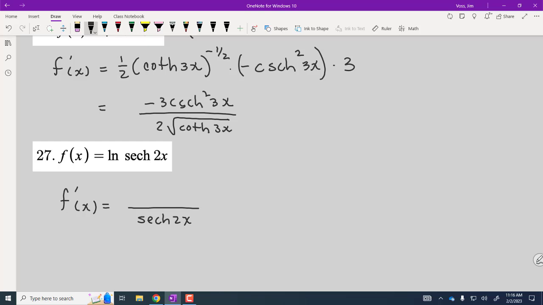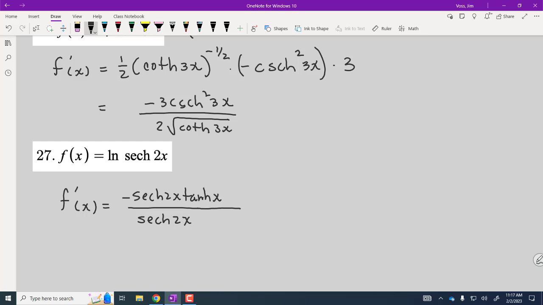Derivative of sech, that is not one of our primary three. It's not a sinh, cosh, or tanh. So that means the derivative will be negative. It's going to have a negative in it, and it's going to parallel what happens when we take the derivative of secant. We get secant times tangent. Parallel, sech tanh. So we're going to have a sech of 2x times a tanh of 2x.